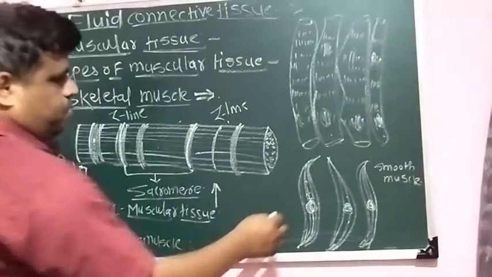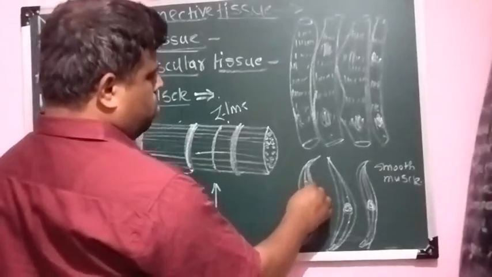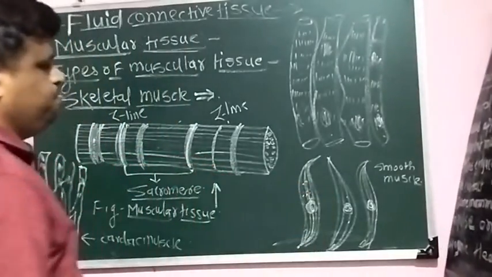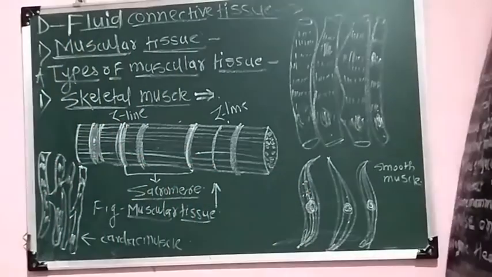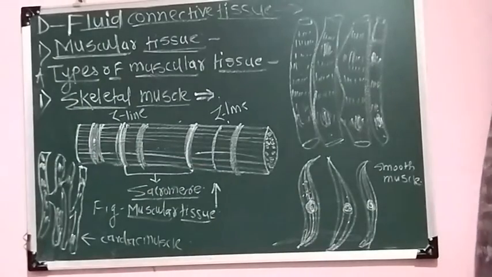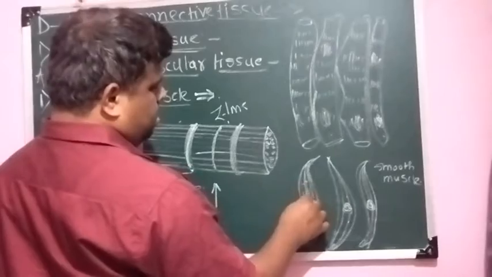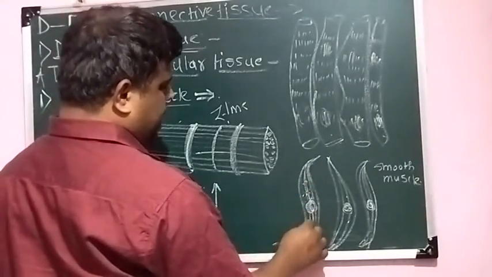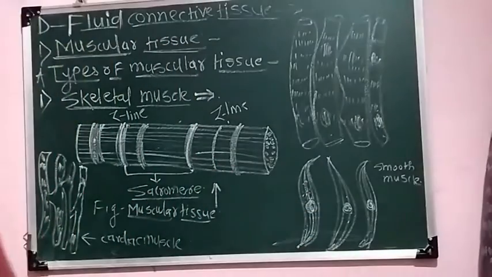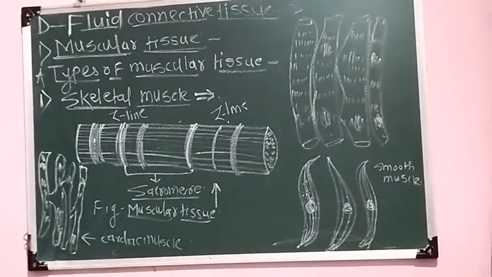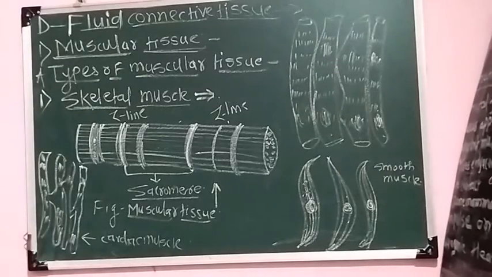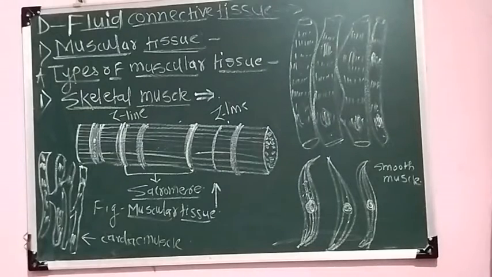So the sarcoplasm basically contains the myofibrils, and these myofibrils are made up of the contractile proteins actin and myosin. And these undergo involuntary contraction, and these are innervated by the nervous system.